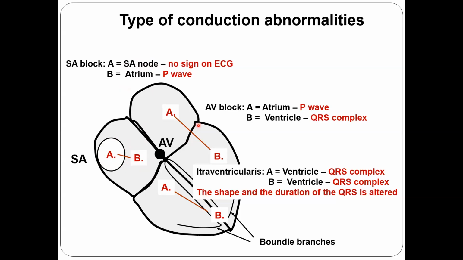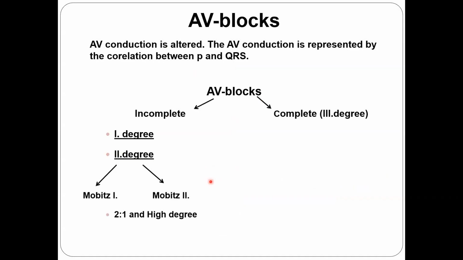The best one to look at is the AV block, because we do see the sign of the atrial activation, this is the A, and we do see the sign of the ventricular activation, that's the B, and we are evaluating the connection between these two, between the P and the QRS complexes. And with intraventricular blocks, we are talking about the QRS shape and the width of the QRS, because in the area that has a block, the charge goes through the muscle, so that has a muscle conduction.